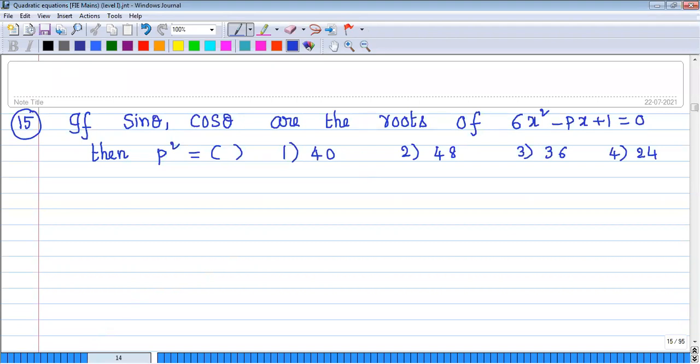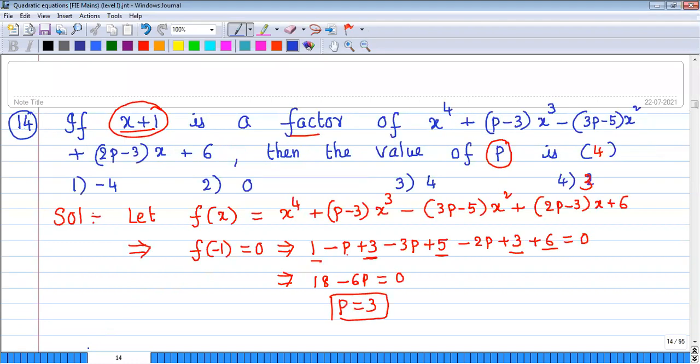Sir, show previous page, sir. Okay, sir.